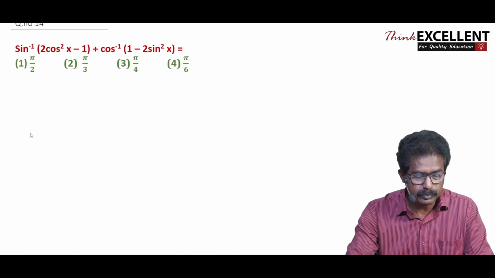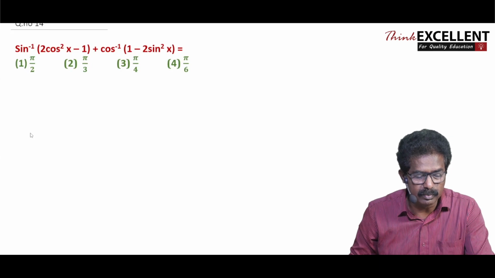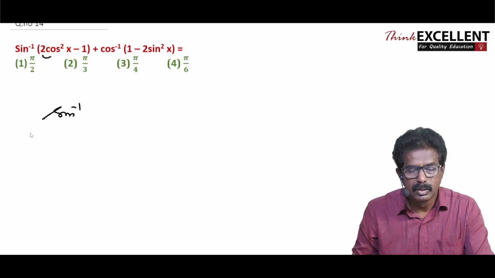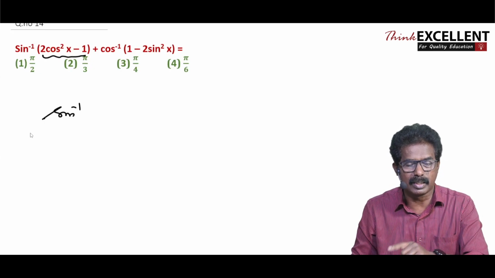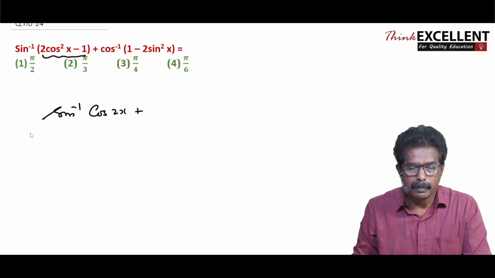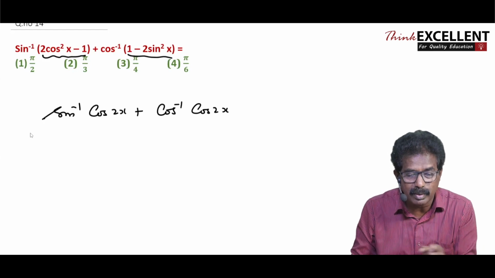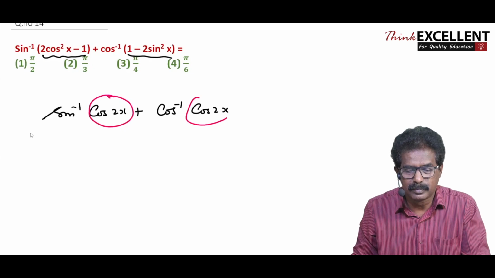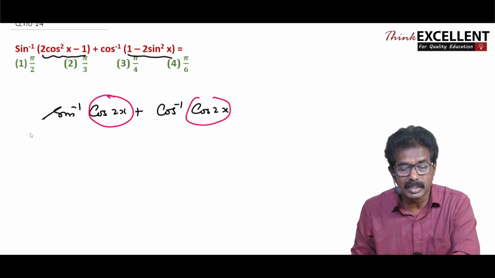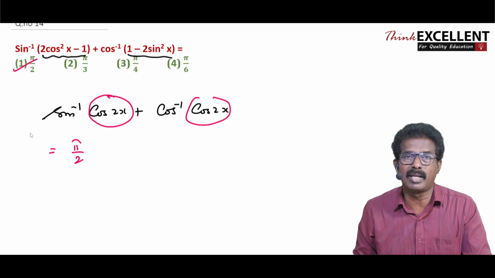That is question number 14. Sorry, question number 14 next. Sine inverse, look at this, 2 cos square x minus 1. The cos 2a formula, right? 2 cos square x minus 1 means cos 2x. Plus cos inverse 1 minus 2 sine square x. Again it is cos 2x. Both are the same, so we take this as some x. So sine inverse x plus cos inverse x, your answer is pi by 2. If you know the formula, you can do it very easily.